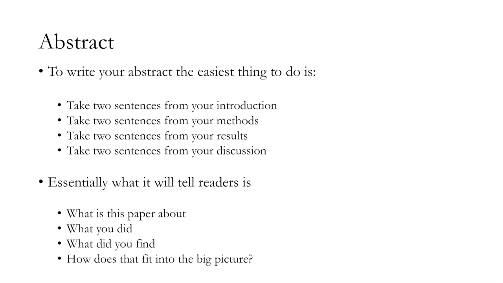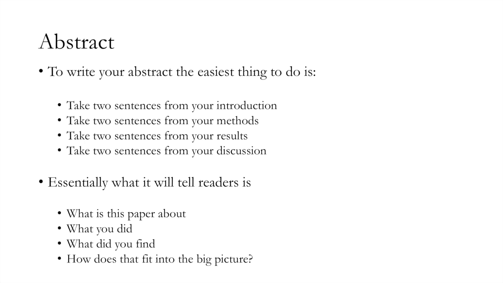It's really important. So the best way, or the easiest way to write your abstract, is take 2 sentences from your intro, 2 from your methodology, 2 from your results, and 2 from your discussion. So that would be a good way to structure your abstract. But we want to be a little bit more sophisticated. You maybe want to paraphrase and make sure it flows.